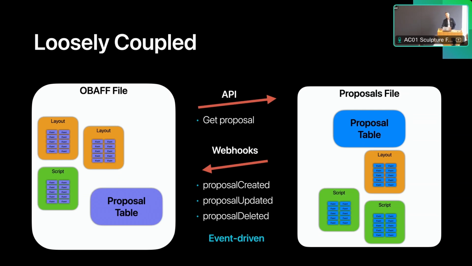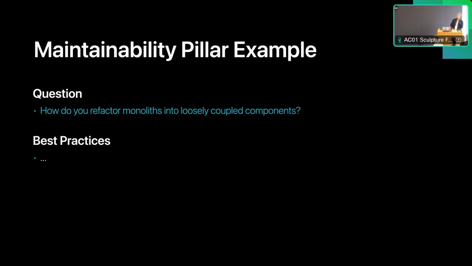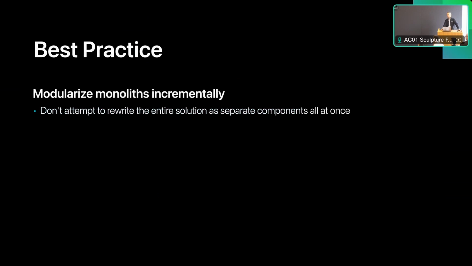All right, so that was a little detour, kind of exploring some of these other architecture patterns and frameworks. Let's tie that back to our well-architected framework. So remember, we asked this question: how do we refactor monoliths to loosely coupled components? So the first best practice is do it incrementally. Right? We don't want to do this thing all at once.